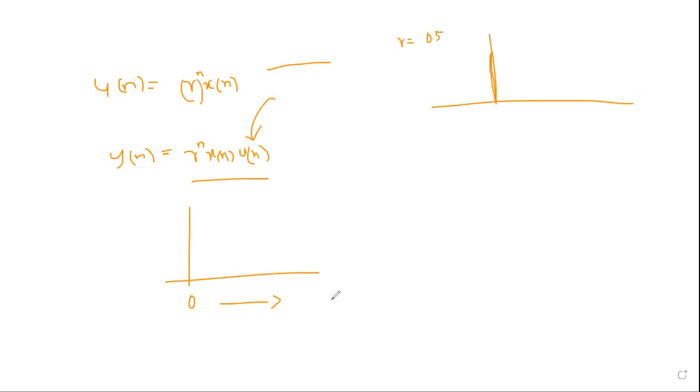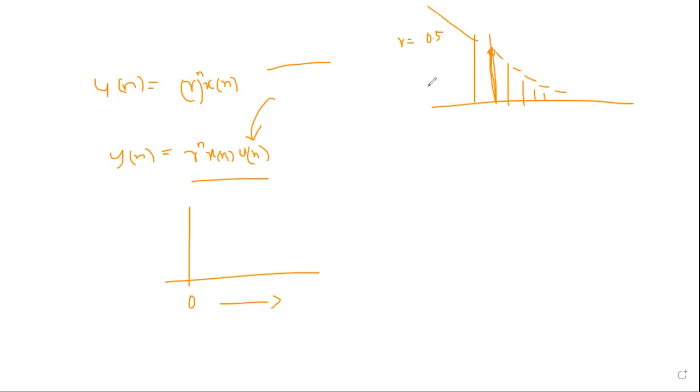At n equal to 0, r to the power n is 1. At n equal to 1, 0.5, 0.25, 0.125, and so on. It goes on decaying, right? But then what's going to happen on the left side? R to the power of -1, r to the power -1 is what? Increasing. It is increasing on the left side, decreasing on the right side.